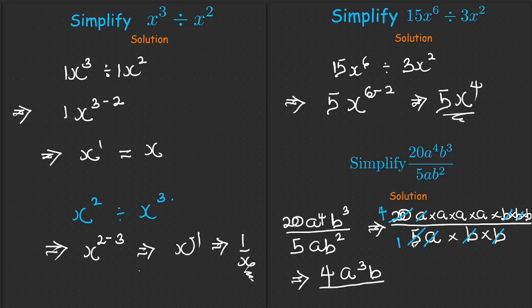For the denominator, what do we have left? Just 1. You see, because 5 has been cancelled out. A, b, all these b's have all been cancelled out. So in essence, we have 4a cubed b. Using this method, we just cancel out and we go our way.